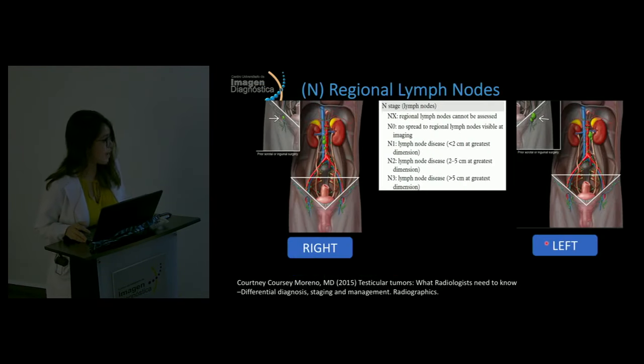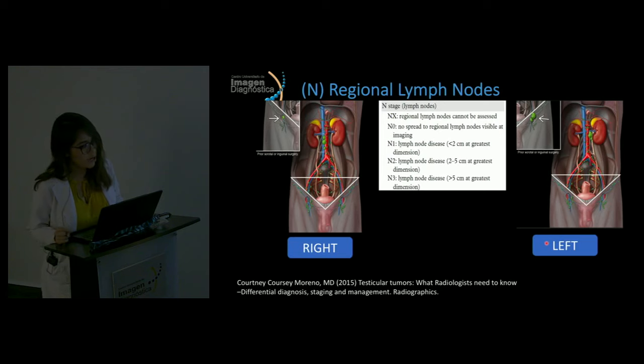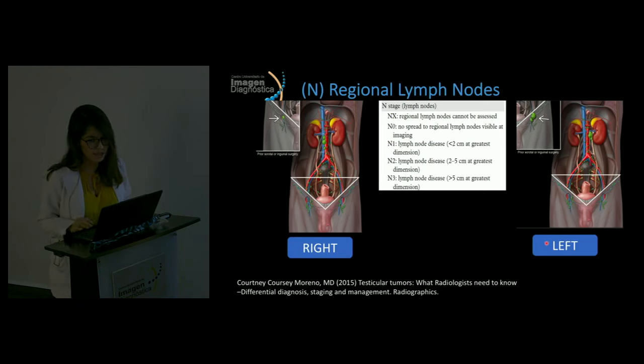So then the next will be the N as for regional lymph nodes. The testicles typically disperse in a predictable way throughout the native lymphatic system. The initial drainage will start through the inguinal ring along the spermatic cord, following the testicular vessels, as I already said at the beginning of the presentation, to the ureteral crossing and dispersing into the retroperitoneum.